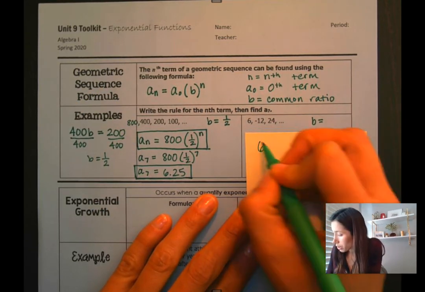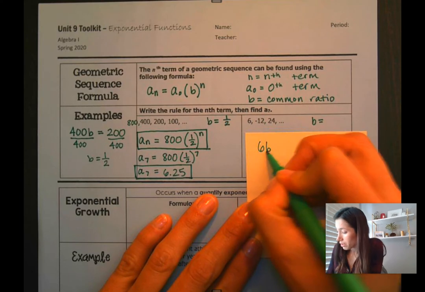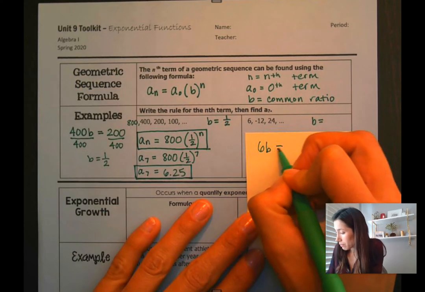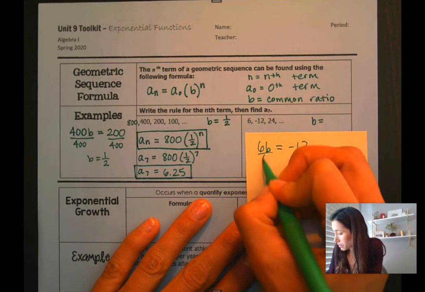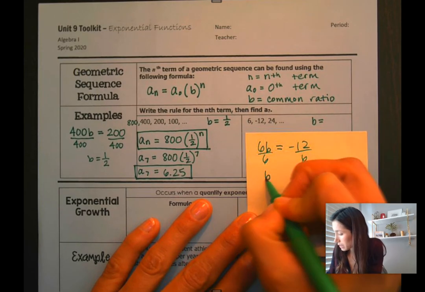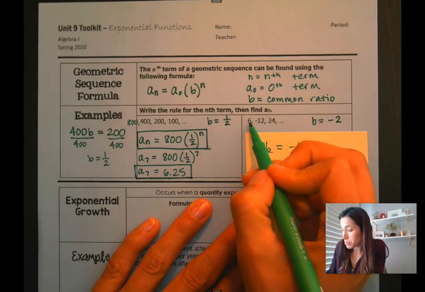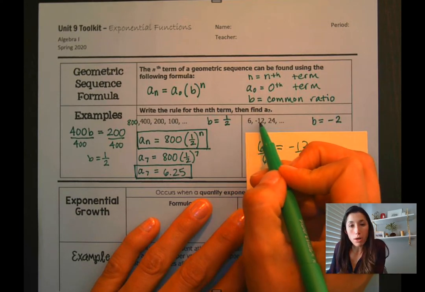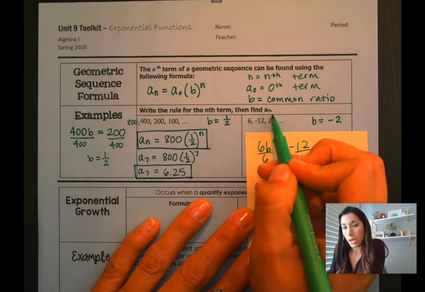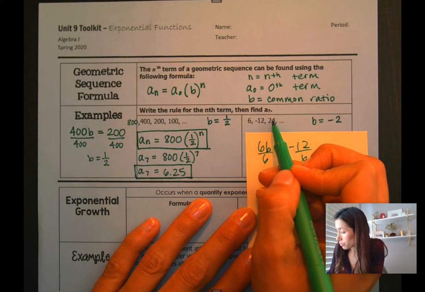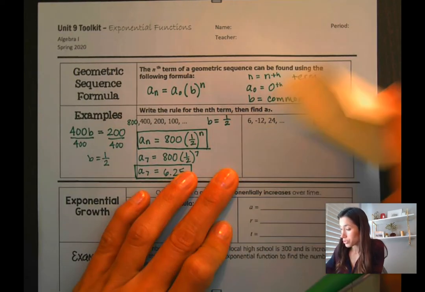If we're not sure, we'll just take our first number. Okay, we're multiplying it with something, and then we're getting our next number. So if we divide by 6 on both sides, all right, our common ratio is -2. So 6 multiplied with -2 is -12. -12 multiplied with a -2 is positive 24, and so forth.